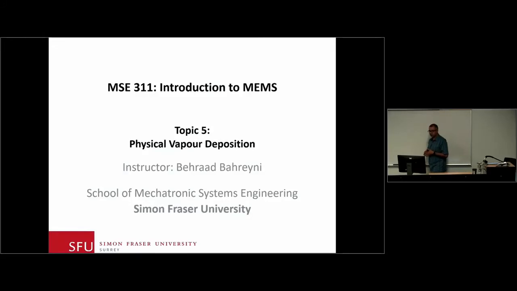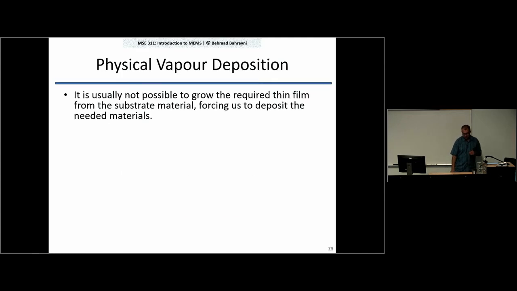The next topic that we want to talk about is physical vapor deposition. As we mentioned before, you need to deposit different types of materials on the surface of your wafer, and we saw that in the case of silicon dioxide we could actually consume some of the substrate and grow a film from the substrate, but in the vast majority of cases that's not possible. We have to use an external source of material and transfer some of that material onto the surface in a controlled way. Physical vapor deposition is one such technique.